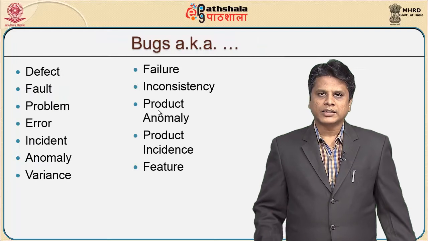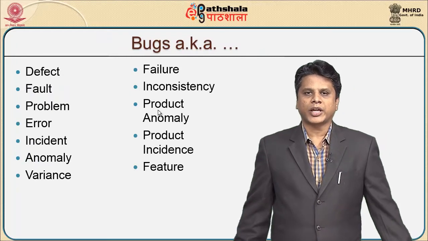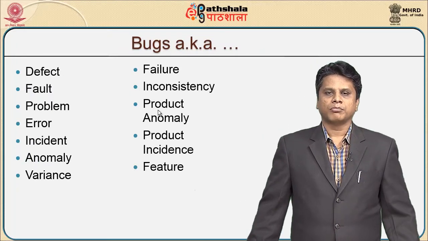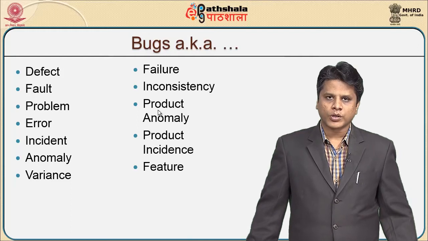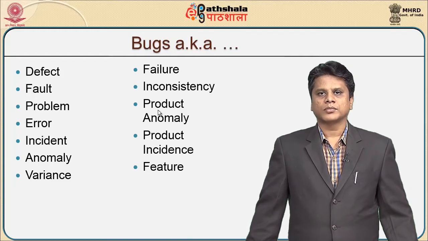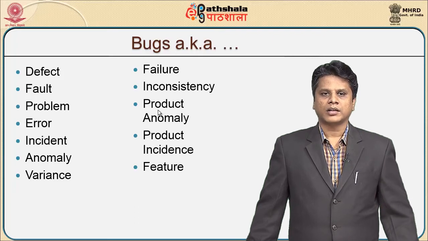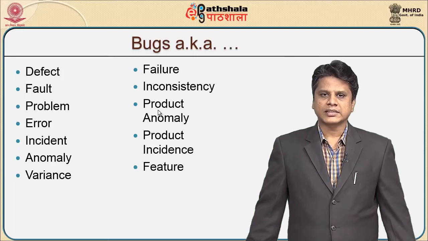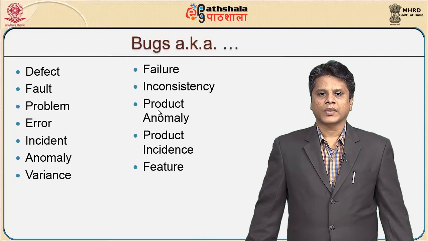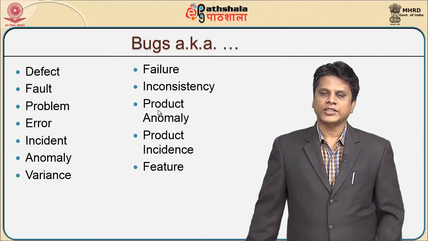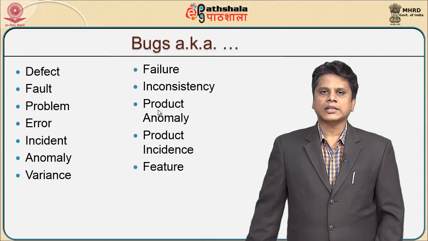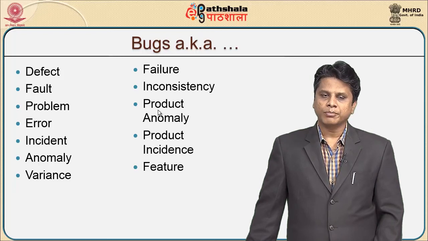So, what are the other related terms which we can use for a bug? Bugs are also known as defect, fault, problem, error, incident, anomaly, variance, failure, inconsistency, product anomaly, product incidents, features. So, these are some of the other synonyms of the word bug.